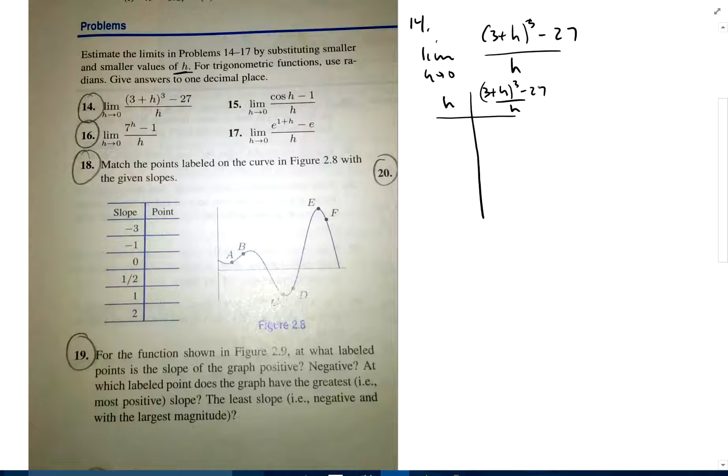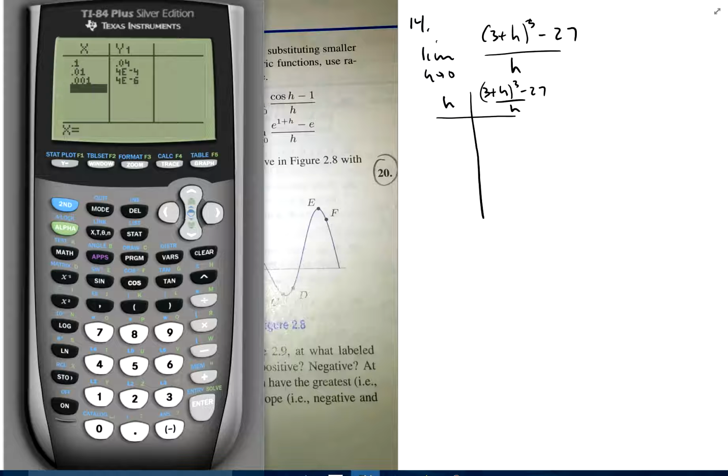Okay, and what I'm going to do is I'm going to put this function in my calculator just like we did in the last problem. So I'll go to y equals, and you just got to make sure you get the right parentheses in here. 3 plus x, cubed, minus 27 all divided by x. We're using x instead of h, of course, because that's our variable in our calculator. Table set should stay that way. Second table. So smaller and smaller values of h.